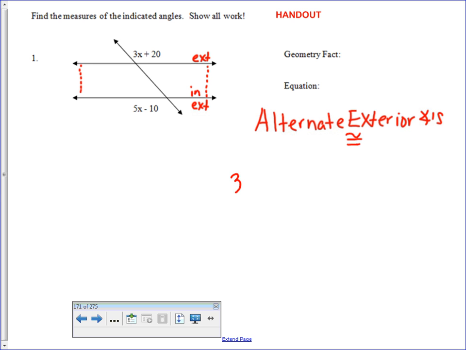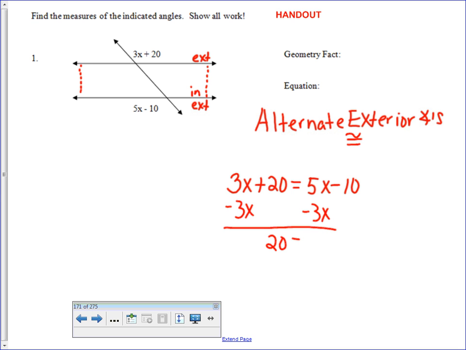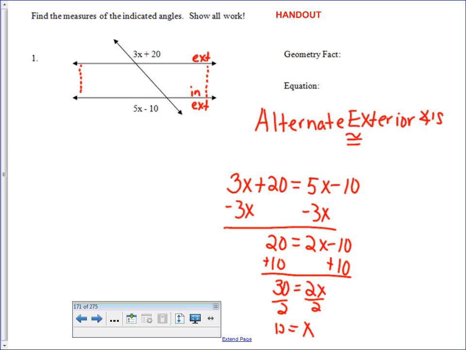So now I'm going to write down my equation. 3x plus 20 is going to equal 5x minus 10. When you go to solve this, again, you can make your railroad tracks, get your variables to one side, and you're going to have 2x minus 10 is equal to 20. Add 10 to both sides, 2x is equal to 30, divide both sides by 2, and we get an answer of x is equal to 15.